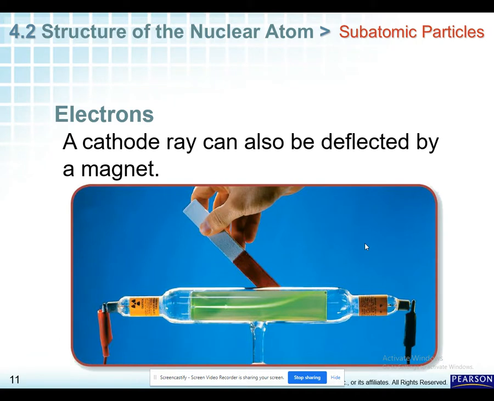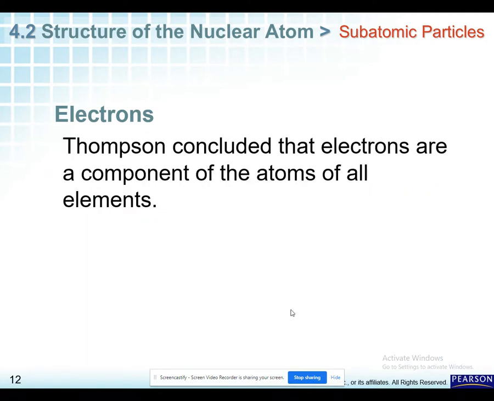Here is an actual real-life setup of a cathode ray experiment. And again, here he has hooked it up to an electricity source. He's passing a ray through it. And even when he puts a magnet up here, because magnets have different poles that are positive and negative ends, it even causes the ray to be deflected. And so he concluded that electrons are in all atoms. So he said all atoms contain electrons.